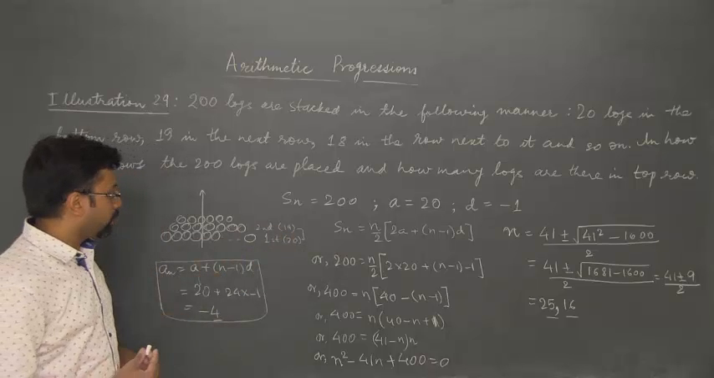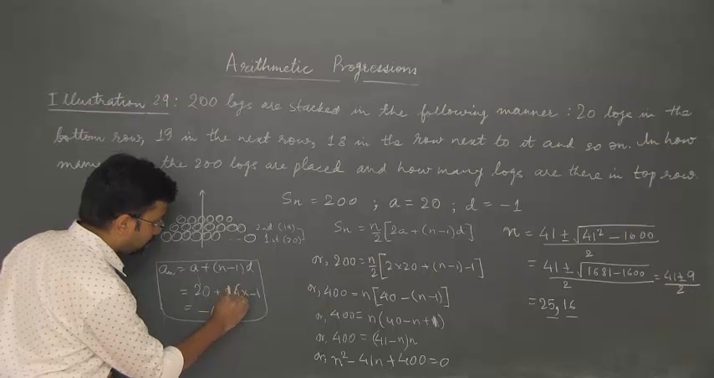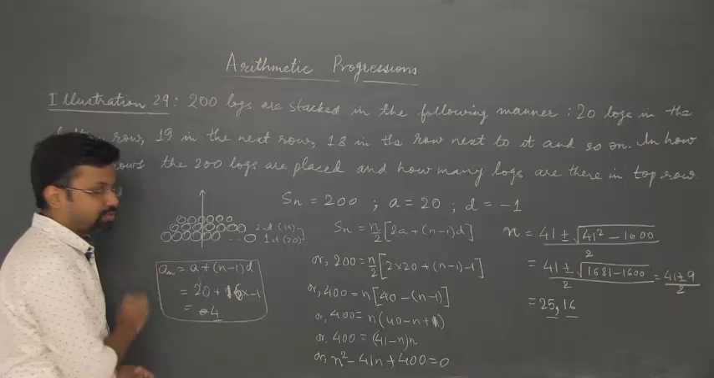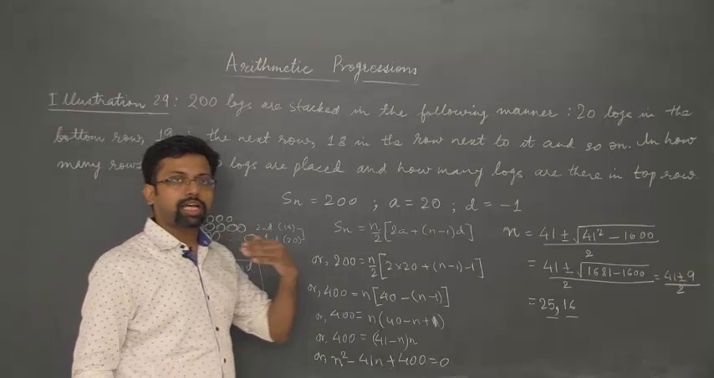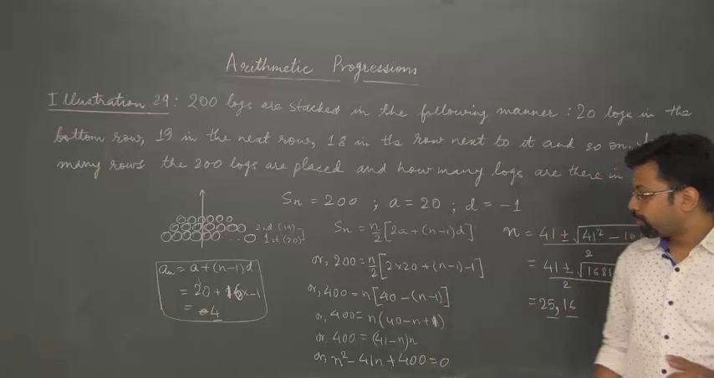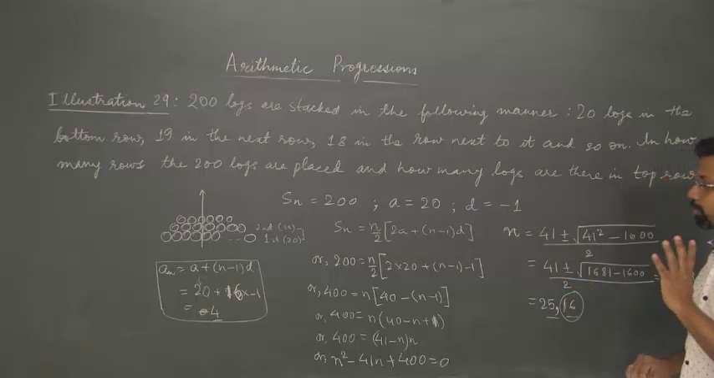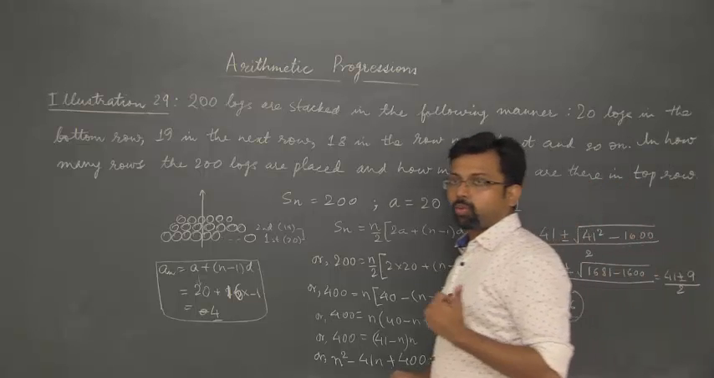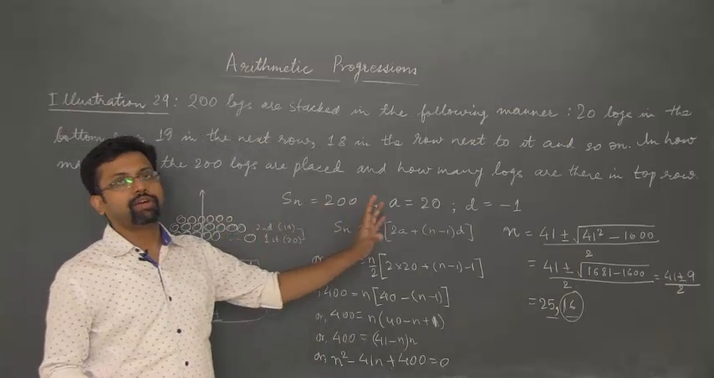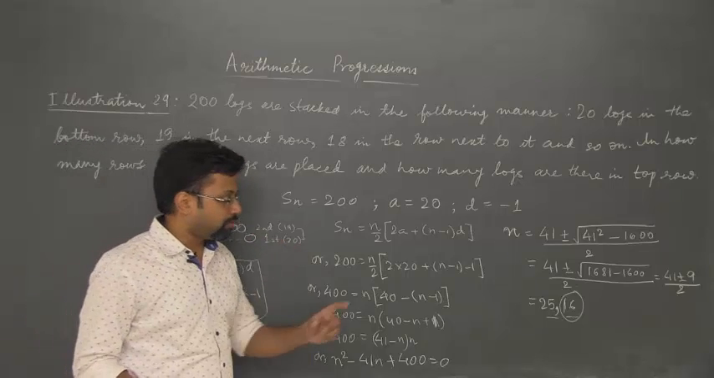Now, let's see what we get when we use n equal to 16. If you use n equal to 16, you would get 20 minus 16, that's 4, which is possible because the last row can have 4 logs. It can't have minus 4 logs. So the possible value of n here would be 16. So we obtain two values of n, but one of them has to be left out because in the practical scenario we can't have negative values of logs. There is a constraint that we have put on the value of n.